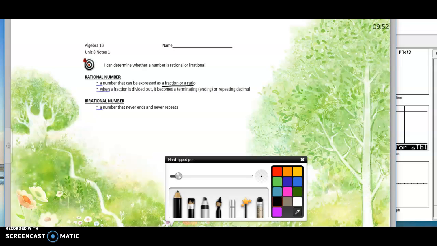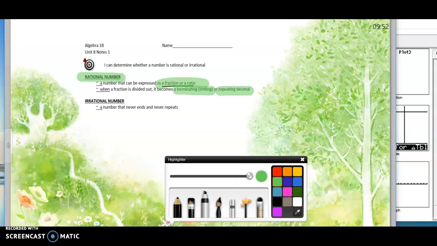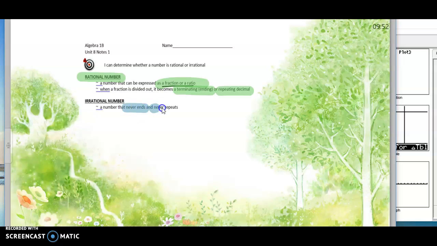I got a highlighter, I might as well use it, right? So fraction or ratio is the key to a rational number. Next up, if a fraction is divided out, it would become terminating, so it would end, or it would at least repeat. So again, these numbers are kind of boring because they end or they repeat. There's something that we know about them that's going to be a common part of that number. Now, an irrational number is something that never ends and never repeats.